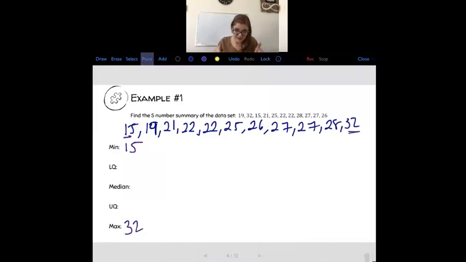Okay, so use your fingers or your pencil and cover up numbers until you get to the median. In this case, the median is 25, which means that half the numbers in the data set are above 25 and the other half of the numbers are below 25. So what this median does is it splits our data set in half.